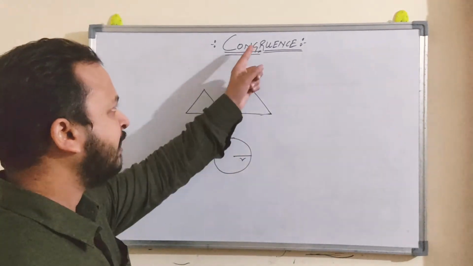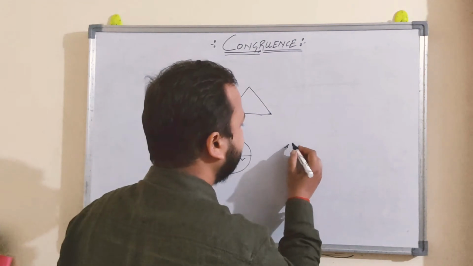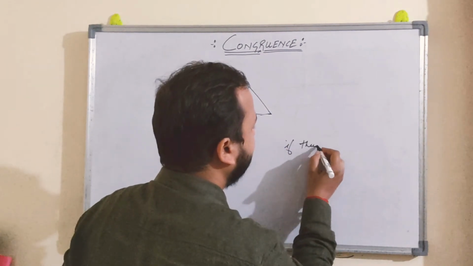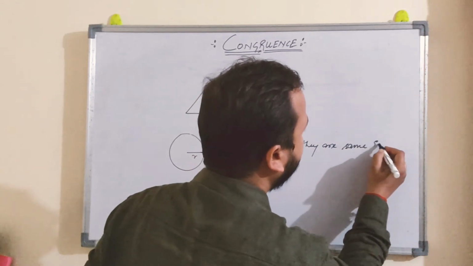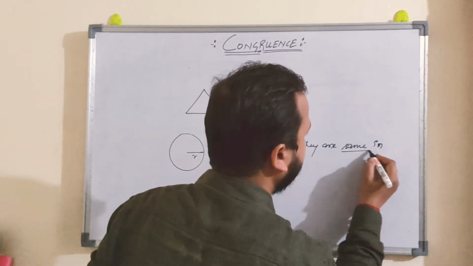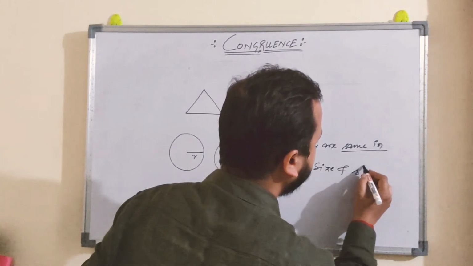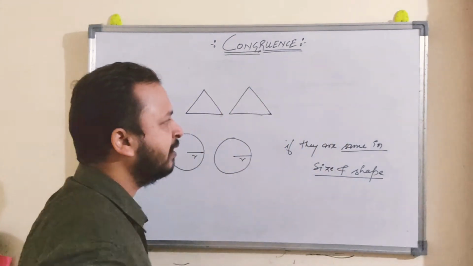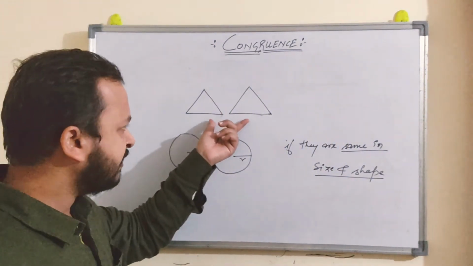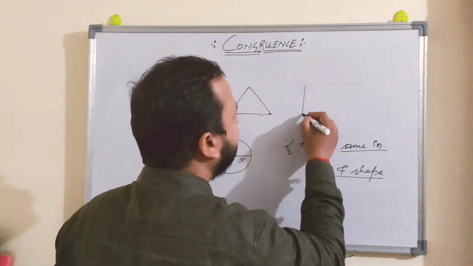So congruency means if they are the same in size and shape, it means they are congruent. So these two triangles, they are congruent. These two circles, they are congruent.